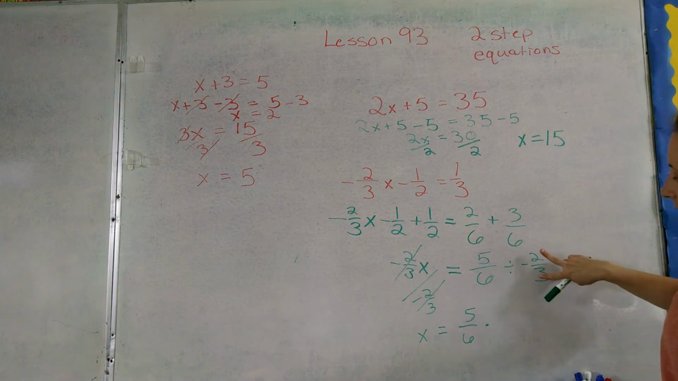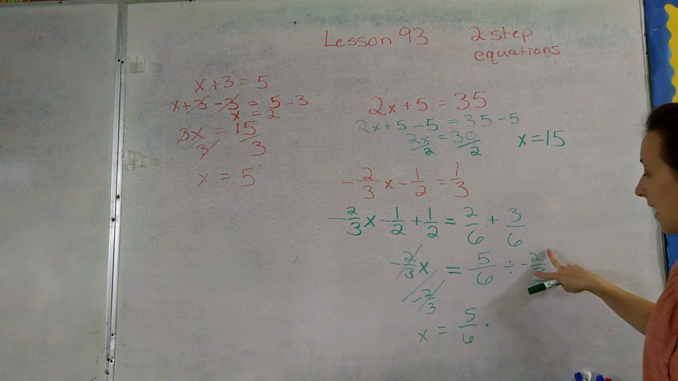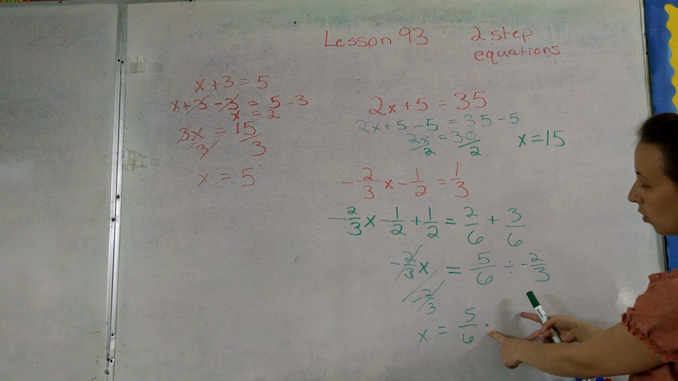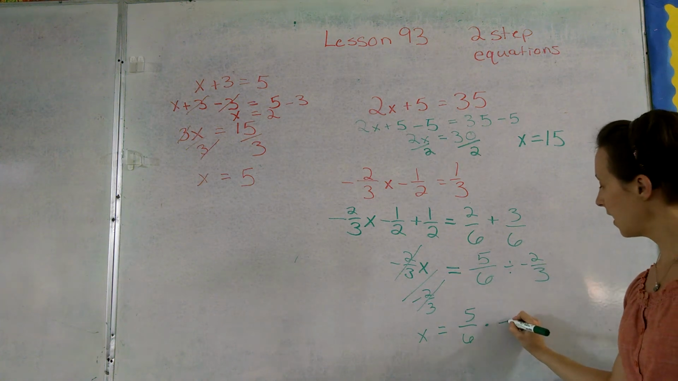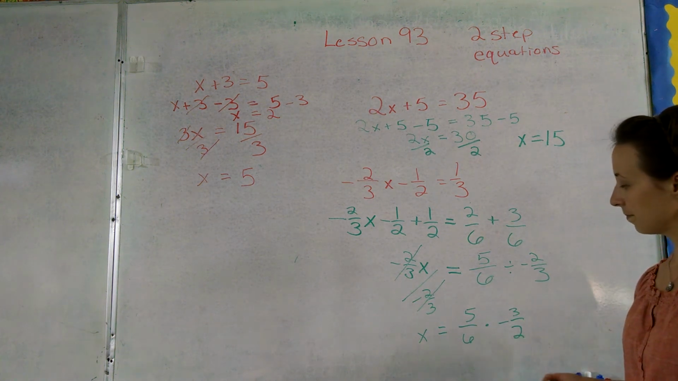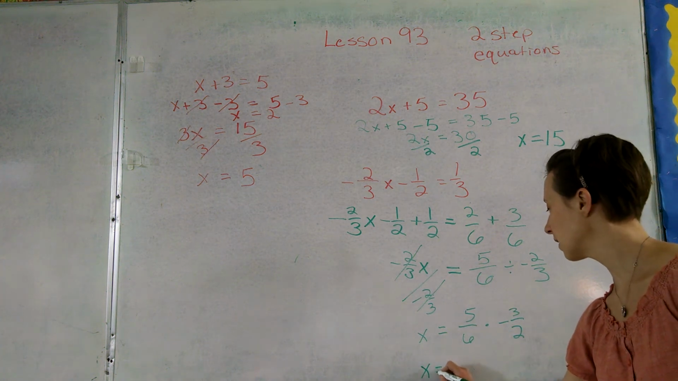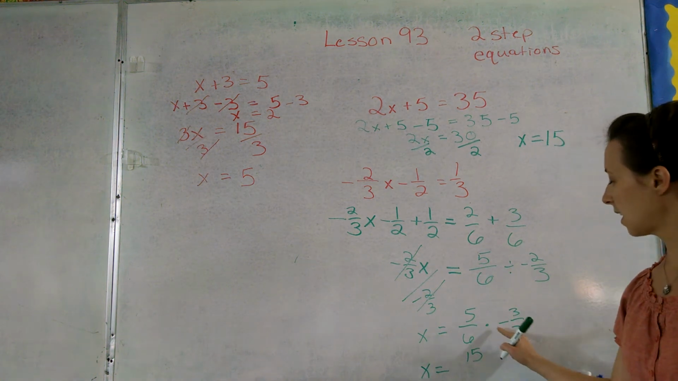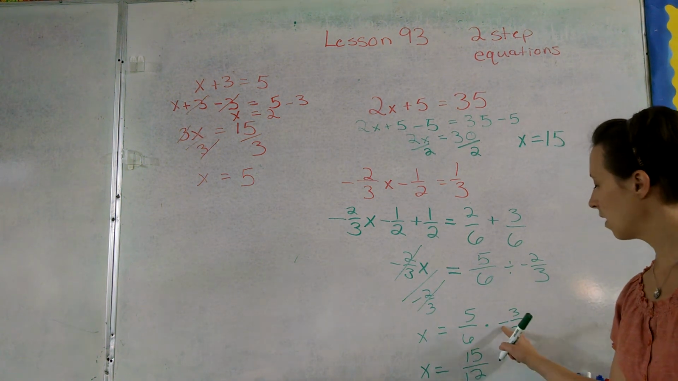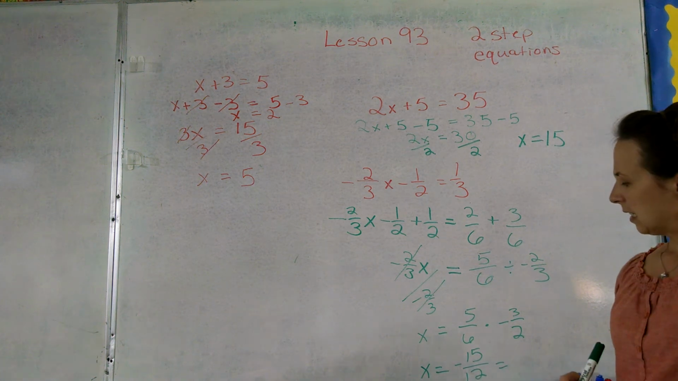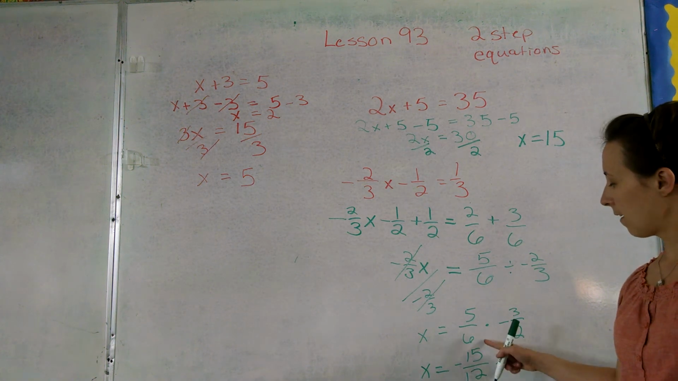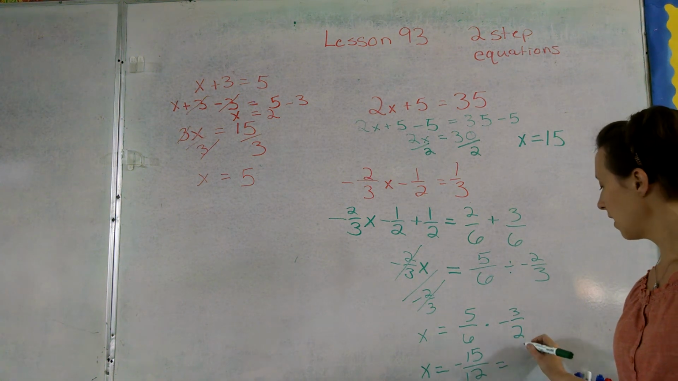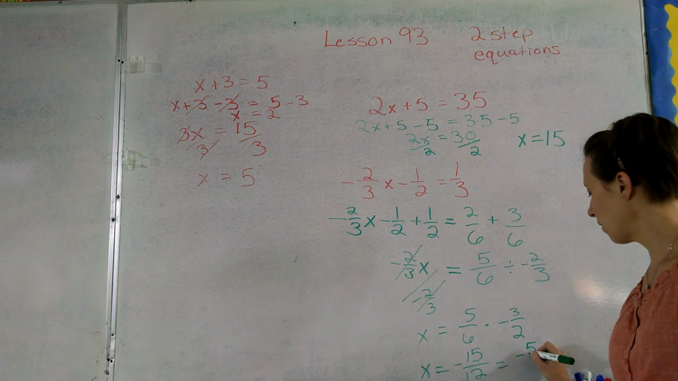times, and take the reciprocal. We were dividing by negative 2/3. To solve that, we change to multiplication. We take the reciprocal of the second number, which means we're going to flip it. Negative 3/2. And then we can solve our problem. x equals 5 times 3, which is 15, over 6 times 2, which is 12, with a negative. Let's put that in lowest terms. 15/12 is the same thing as, because we both divide by 3, negative 5/4.